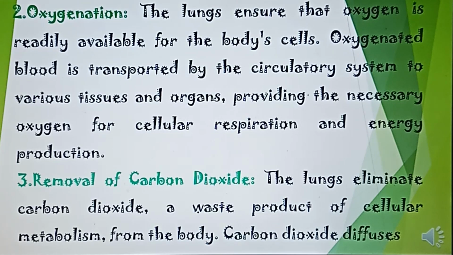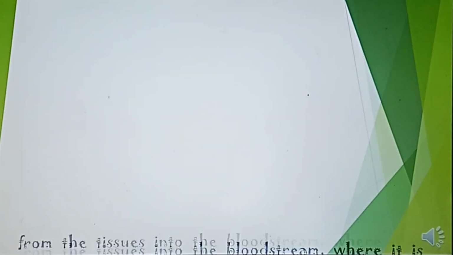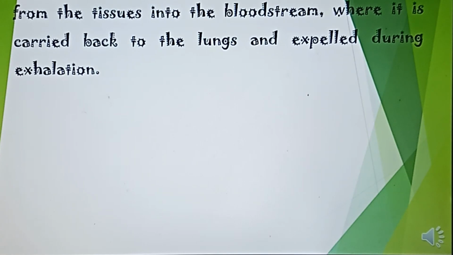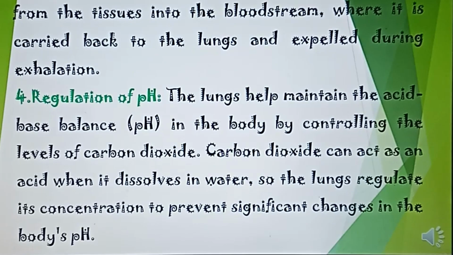Removal of carbon dioxide. The lungs eliminate carbon dioxide, a waste product of cellular metabolism, from the body. Carbon dioxide diffuses from the tissues into the bloodstream, where it is carried back to the lungs and expelled during exhalation.